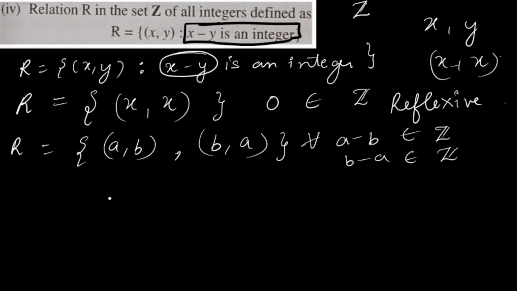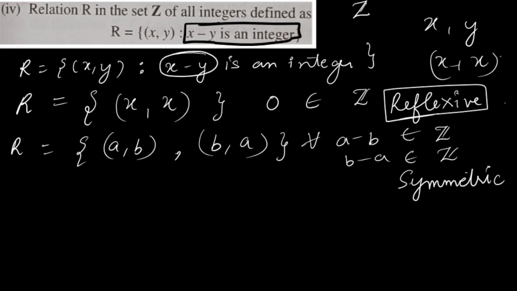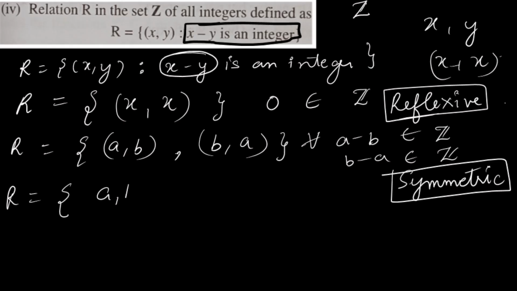If I have (1, 2), 1 minus 2 is minus 1, and minus 1 is an integer. If I have (2, 1), 2 minus 1 is 1, which is also an integer. So whenever we subtract the ordered pairs, we will always get integers only. That means this relation is symmetric also. This means this relation is reflexive and symmetric.